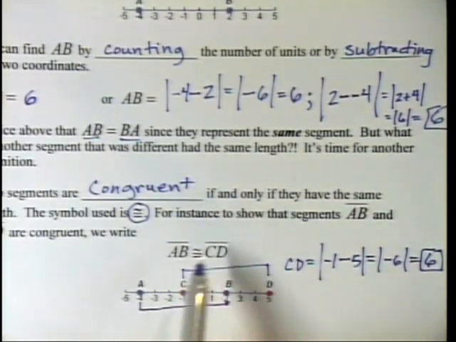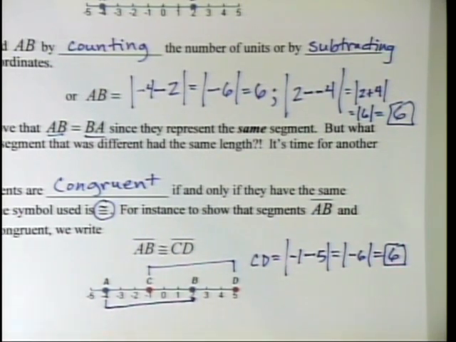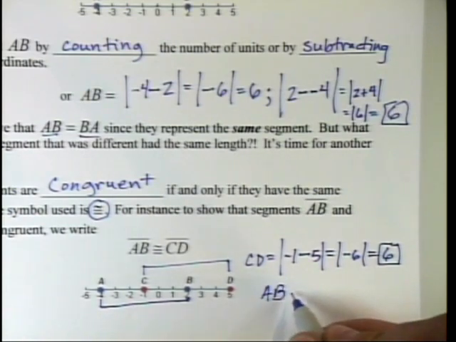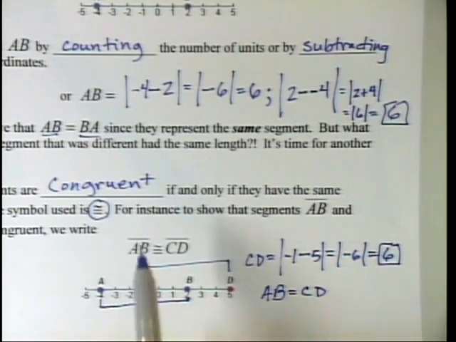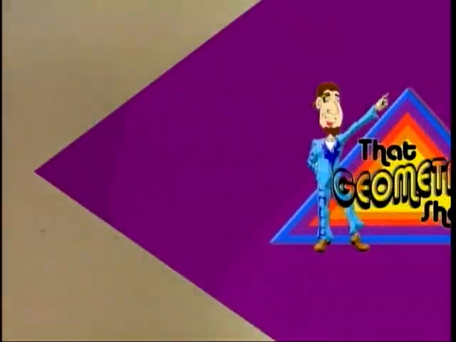That's the same segment. But because AB, the blue segment, and CD, the red segment, have exactly the same length, we can say that segment AB with the bar is congruent to segment CD. And the reason is because the length of AB is equal to the length of CD. Okay, so we say the segments are congruent because their measures are equal. Let's move right along to another example.